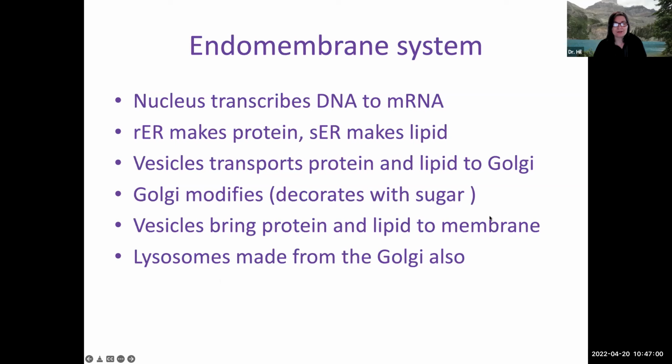So I hope already you're starting to see the connections between these different organelles and also making a note of the way that I've described the function of these organelles, which might be slightly different than how it's been described to you before.